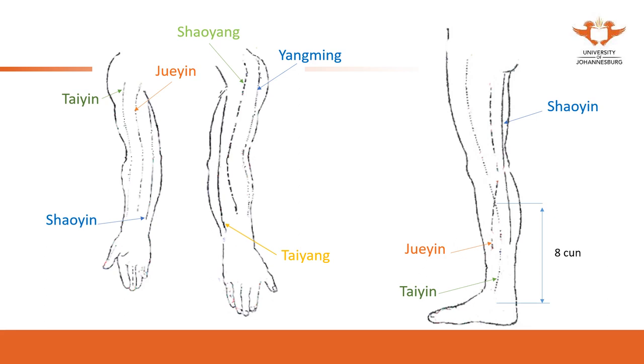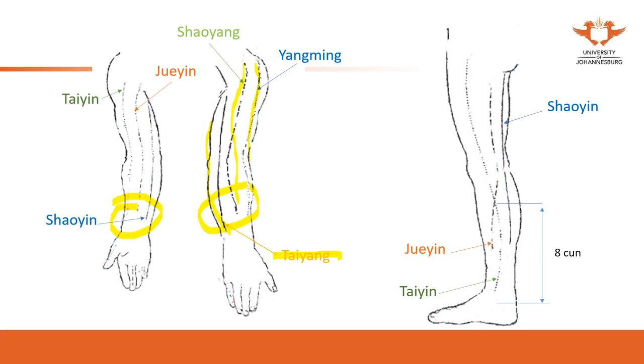On the lateral side of the upper extremity are the three yang meridians. For the yin meridians, tai yin travels at the front, jue yin travels in the middle, and shao yin travels at the back. For the yang meridians, yang ming travels at the front, tai yang travels at the back, and shao yang travels in the middle. So as you can see from the medial side and the lateral side, that's the distribution: tai yin, shao yin, and jue yin; yang ming, tai yang, and shao yang.